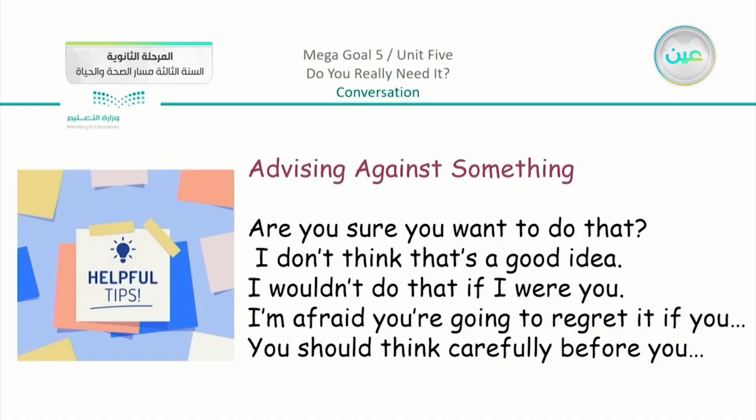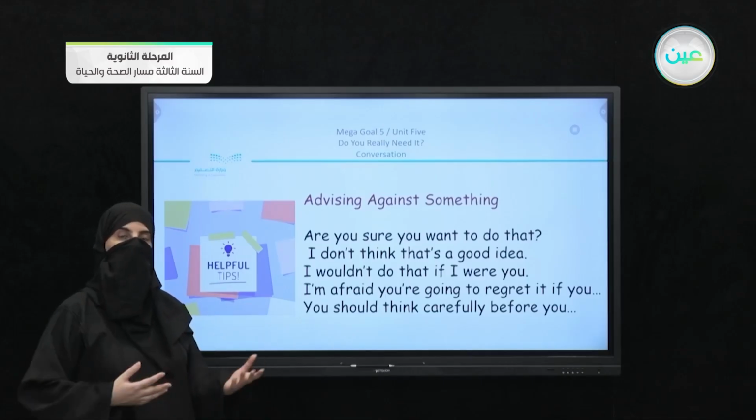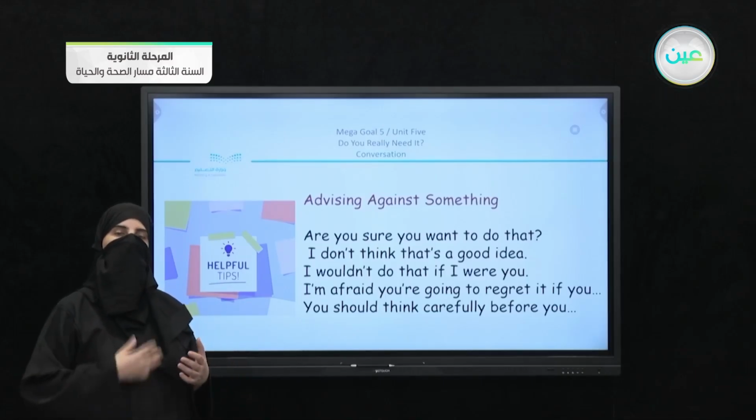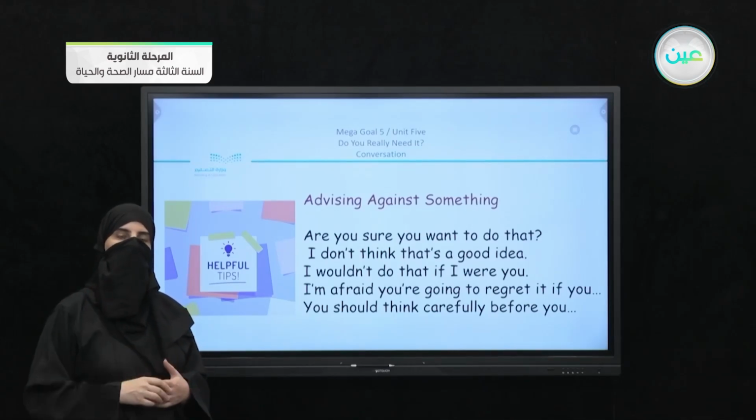I don't think that's a good idea. So here we can see that there is a direct phrase to show that you do not agree and you are advising to do something else. I wouldn't do that if I were you. So I'm putting myself in the person's place and saying, I wouldn't do that if I were you, just to show another way to advise against instead of giving a direct phrase.